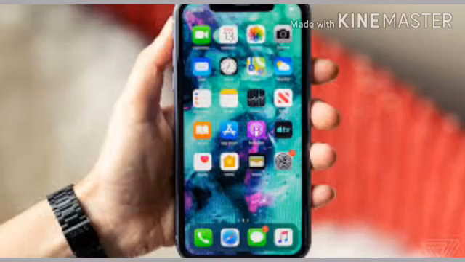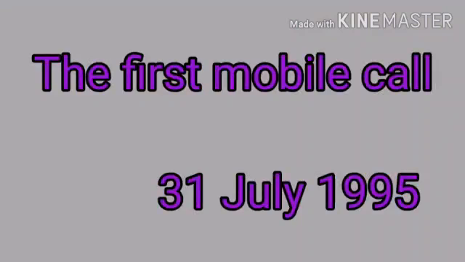Children, India has progressed from telegraph and telephones to mobile phones that now connect to any part of the world within seconds. The first cellular call was made in India on 31st July 1995.